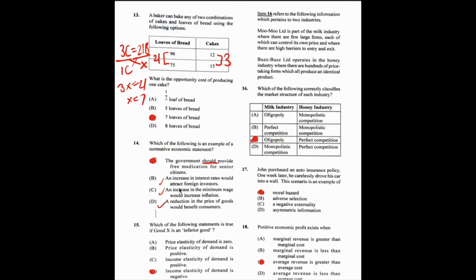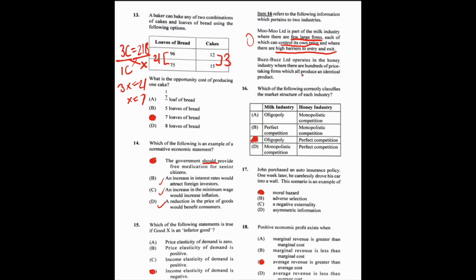16 says, Mumu Limited is a part of the milk industry where there are a few large firms that give it away already. It's an oligopoly. And it also talks about controlling prices. In an oligopoly there are sticky prices or price rigidity, and then there are high barriers to entry or exit, which is also a hallmark of oligopolies.